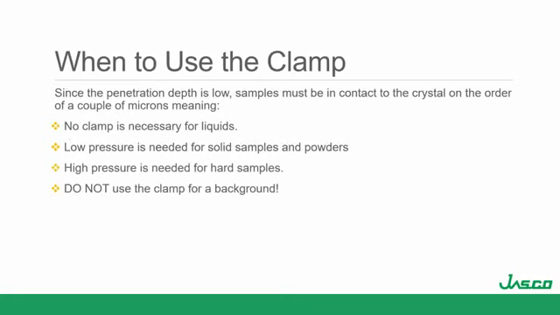So I mentioned a clamp earlier. The clamp actually presses down onto the sample. The path length is on the order of 1.5 microns. That means the sample has to be smooth on the surface to 1.5 microns. So for liquid, you don't need a clamp at all because it's already flat against the surface. If you have soft samples, you can do low pressure, that's all you need. You can get high pressure clamps if you've got hard samples. And you do not use the clamp for background. So you do the background in open air.